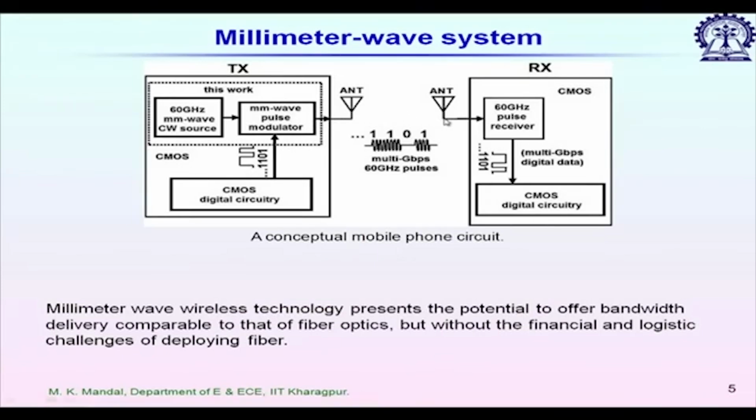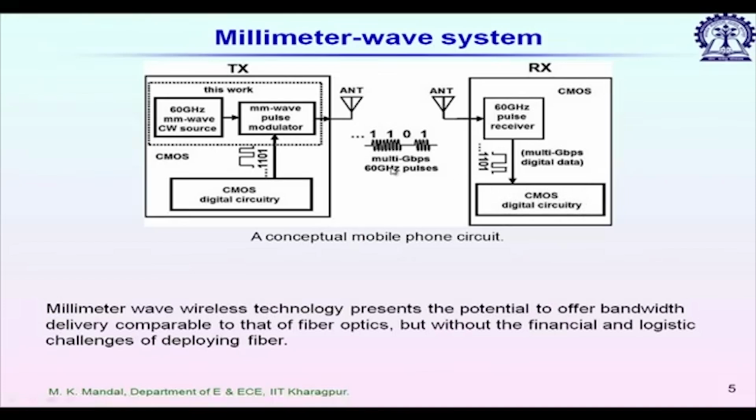At the receiver side, we have one receiving antenna, and the received signal can be 60 gigahertz, for example, from this 60 gigahertz pulse receiver. Then it is demodulated by the CMOS digital circuitry. Once it is demodulated and down converted, we can use the conventional CMOS digital circuitry.